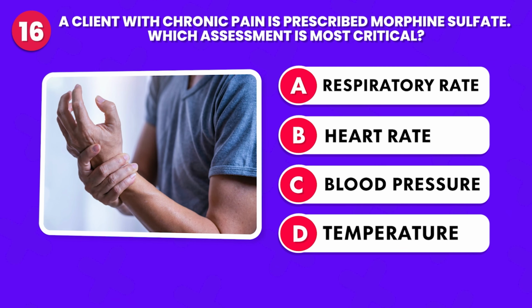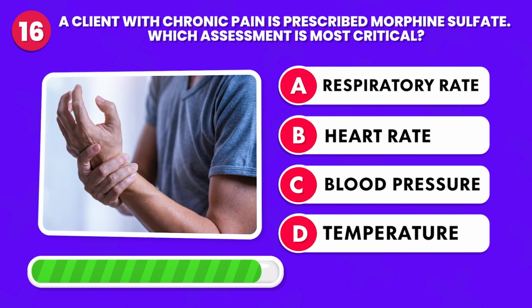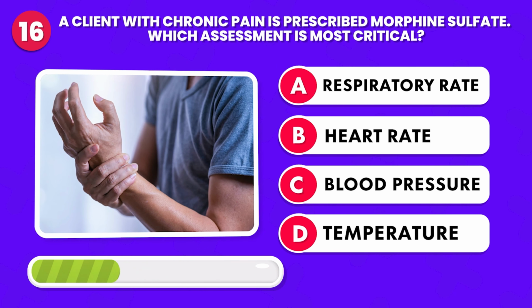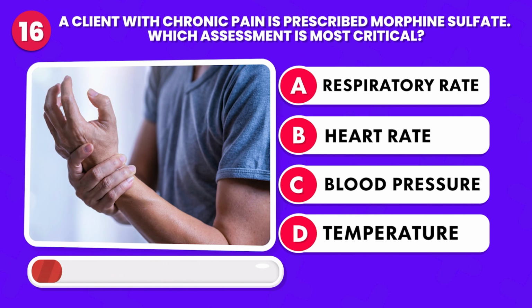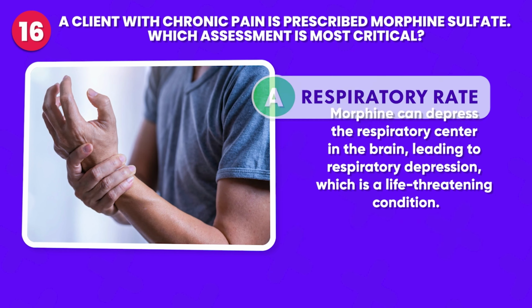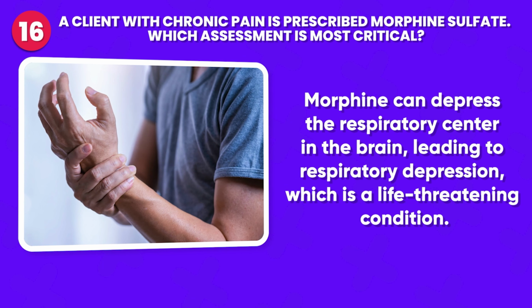A client with chronic pain is prescribed morphine sulfate. Which assessment is most critical? A. Respiratory rate. B. Heart rate. C. Blood pressure. D. Temperature. It's A. Respiratory rate. Morphine can depress the respiratory center in the brain, leading to respiratory depression, which is a life-threatening condition.